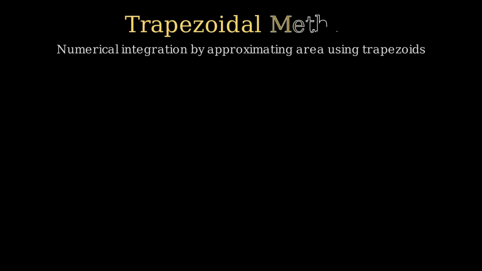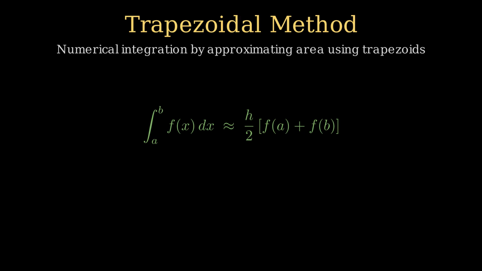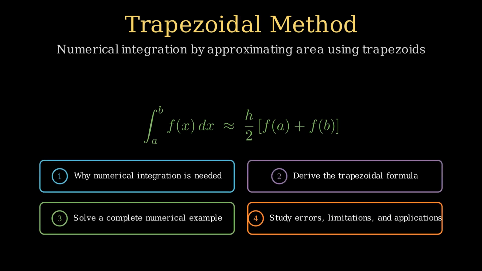In this lesson, we will learn the trapezoidal method. It is a simple and powerful numerical integration technique used to estimate the area under a curve, when exact integration is difficult, impossible, or when we only have measured data points. We will start from the basic idea, derive the formula, solve an example step by step, then discuss accuracy, limitations, and real applications in engineering, computer science, artificial intelligence, and data science.